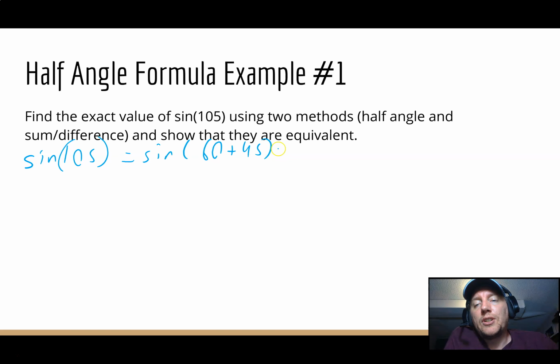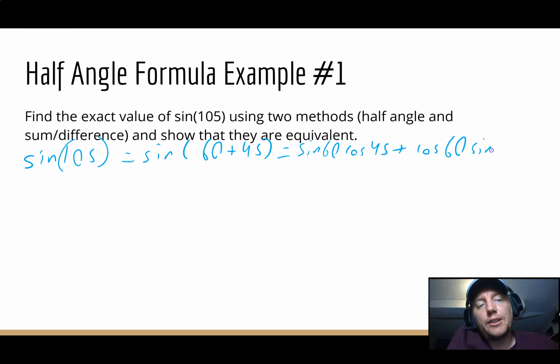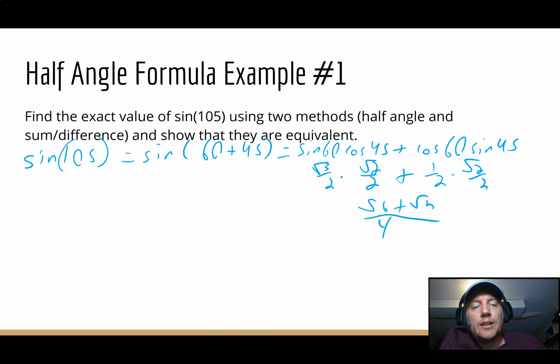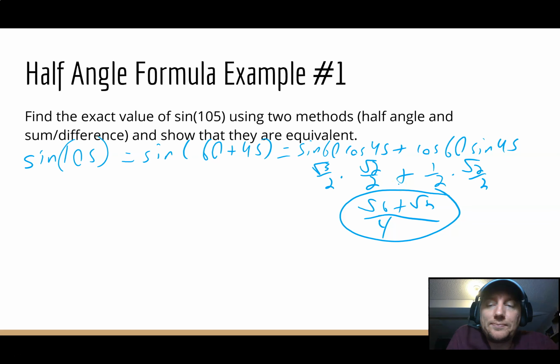So sine of 60 plus 45 is sine 60 cosine 45 plus cosine 60 sine 45. Sine 60 is square root of 3 over 2, cosine 45 is square root of 2 over 2, cosine 60 is 1/2, sine 45 is square root of 2 over 2, so that turns into square root of 6 over 4 plus square root of 2 over 4. So all over the same fraction. Kind of sped through that because that's a couple lessons ago. So that one should be more familiar.